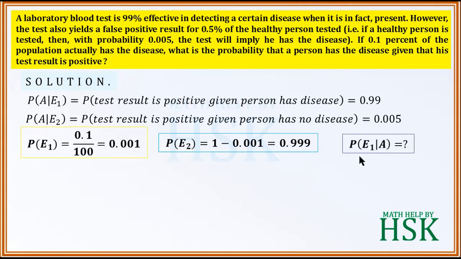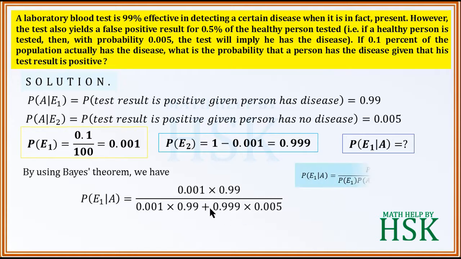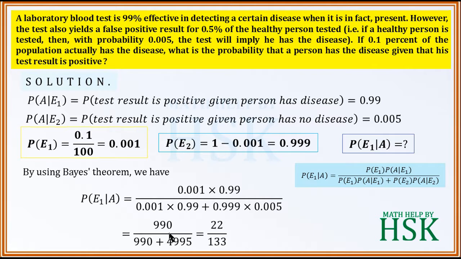Now all we have to do is place the values of probability of E1, probability of E2, and the conditional probabilities into Bayes theorem to calculate probability of E1 given A. Applying Bayes theorem, we get this result. On simplifying, this gives 990 upon 990 plus 4995, and this solves to give 22 upon 133, which is my required answer.